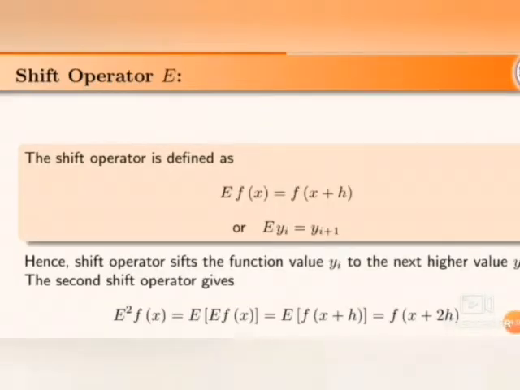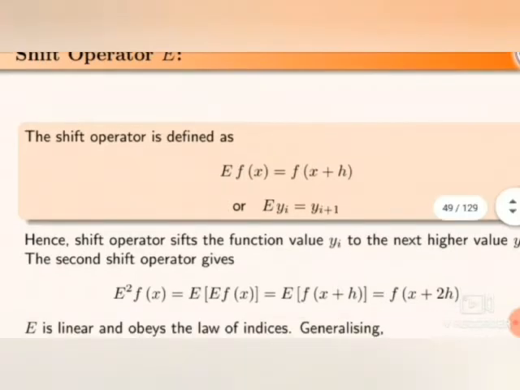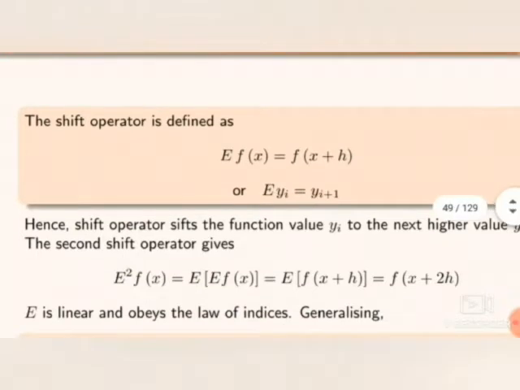Then there is another definition, the shifting operator. The shifting operator is denoted by the symbol E, and the formula is E f of x equal to f of x plus h. Likewise you can change the function to yi, so E yi equal to y i plus 1. The second order of the shifting operator is E squared f of x equal to E of E f of x, and E applied once gives f of x plus h. Applying that concept again, we get f of x plus 2h. So the second shifting operator gives f of x plus 2h.